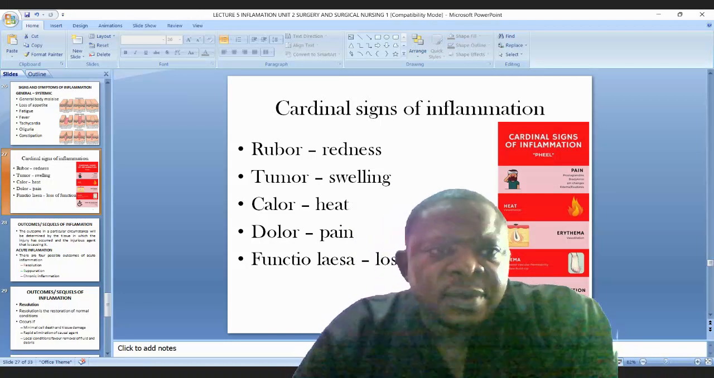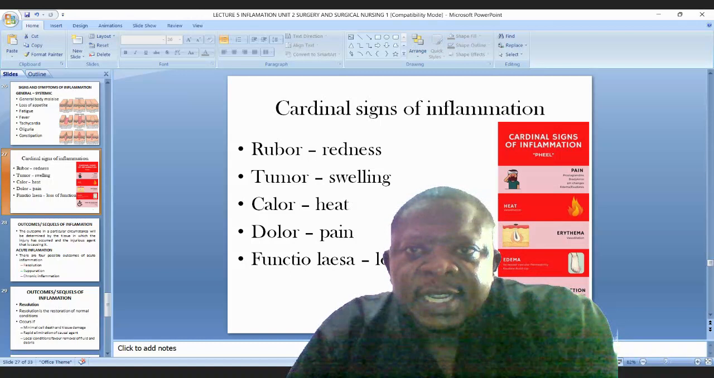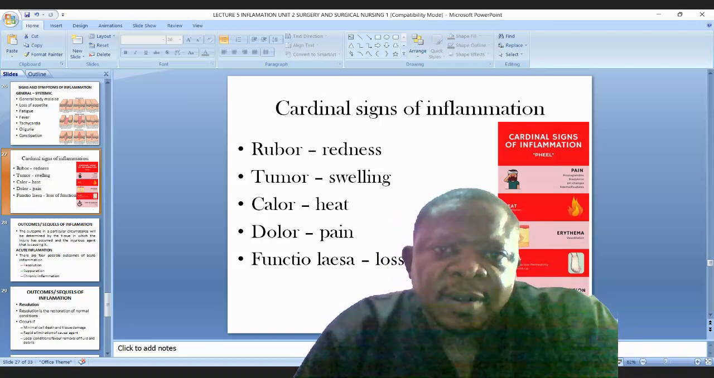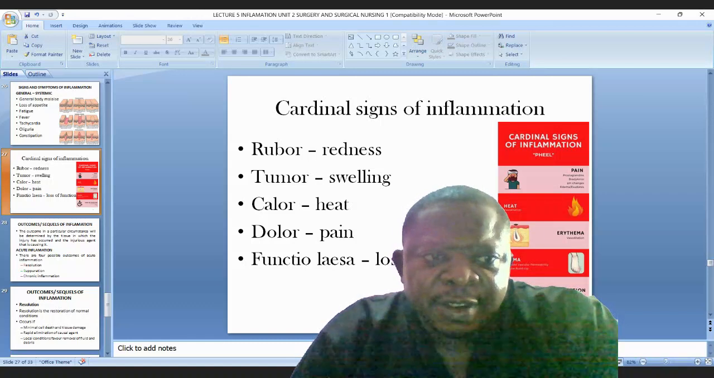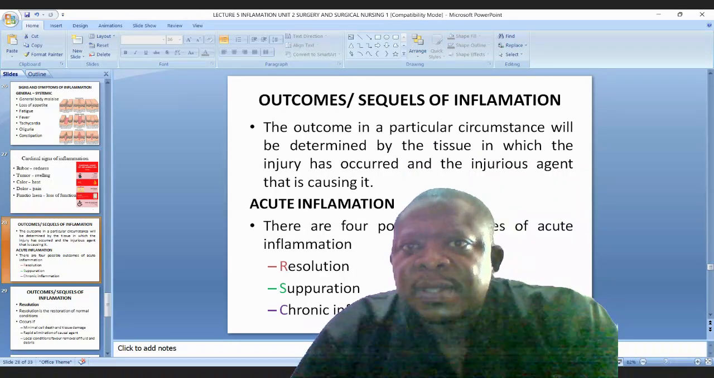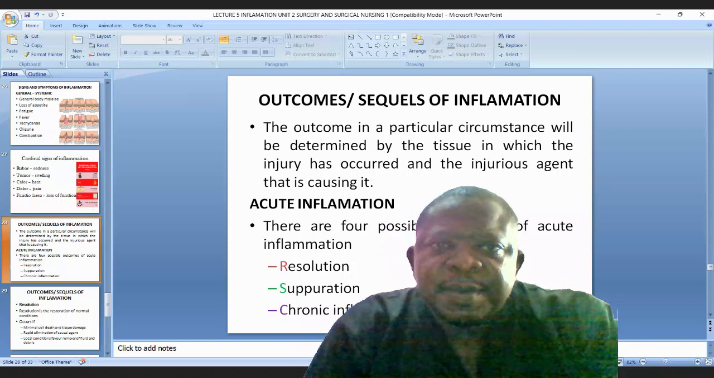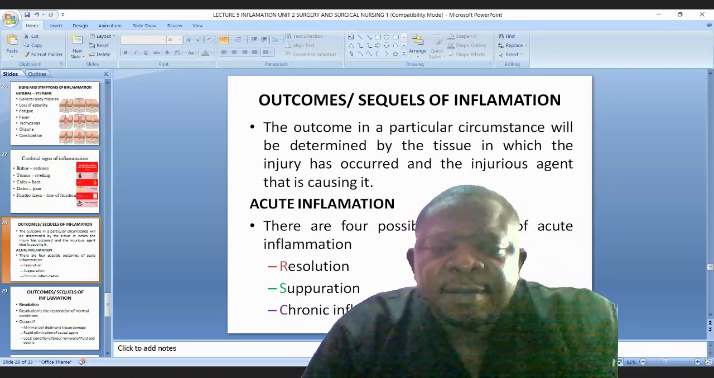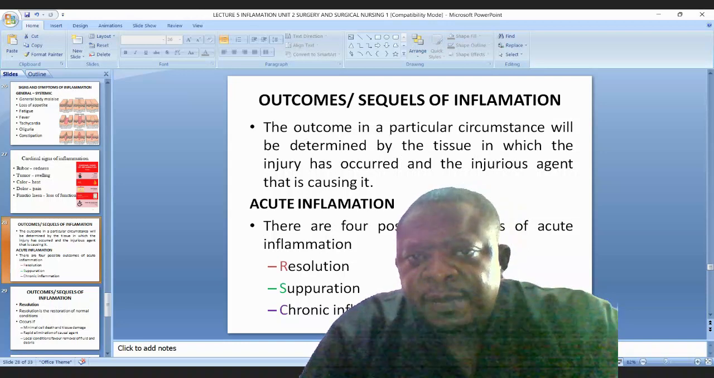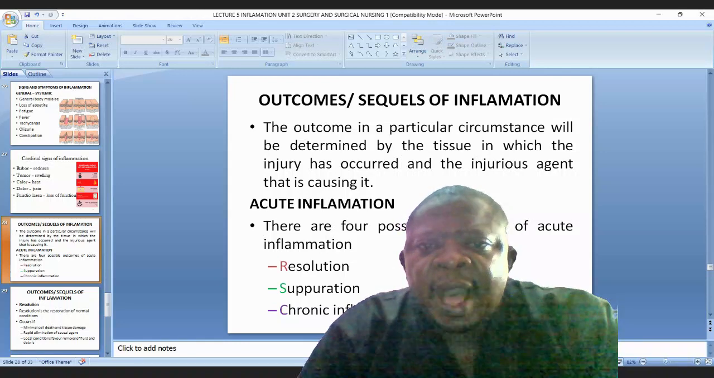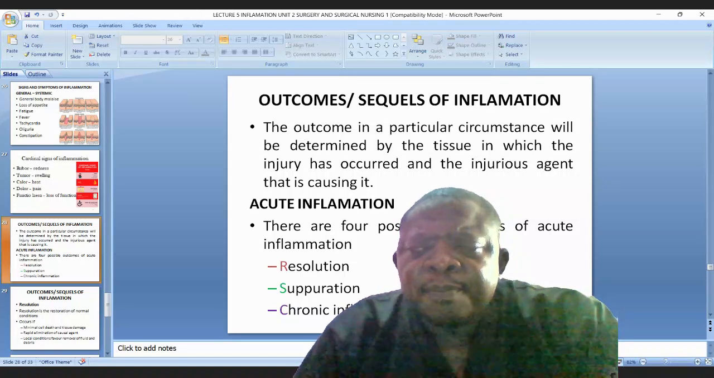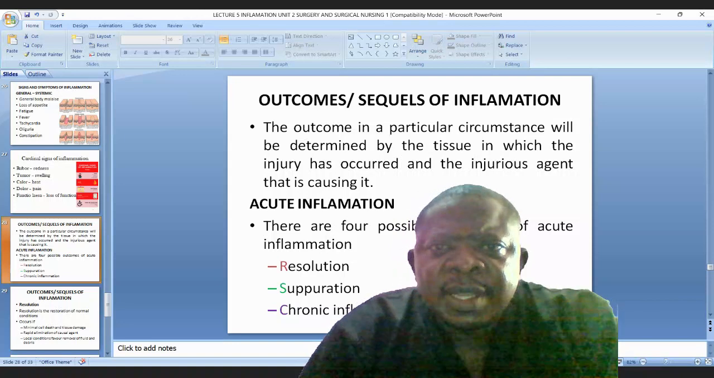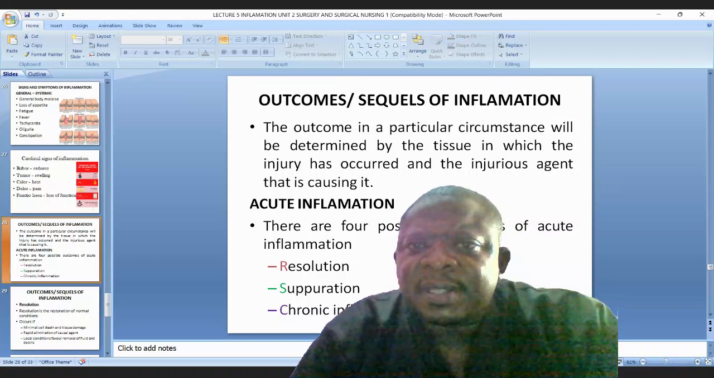Resolution is the restoration of normal condition. Resolution may occur if minimal cell death and tissue damage has happened. So when there's minimal cell death or tissue damage, then there will be resolution. Then there can be rapid elimination of causal agents in a resolution, or there is a local condition that will favor the removal of fluid and debris. But when we talk about suppuration, there is formation of pus, and pathogenic bacteria are the usual cause of suppuration or formation of this pus.